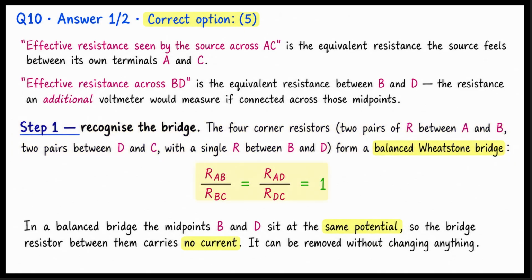The condition for balance is ROB over RBC equals RAD over RDC, and here both ratios are 1. In a balanced bridge, the midpoints B and D sit at the same potential, so the bridge resistor between them carries no current. It can be removed without changing anything. That's the same equipotential move we used in question 5, just dressed up as a Wheatstone bridge. Let me finish the calculation on the next slide.